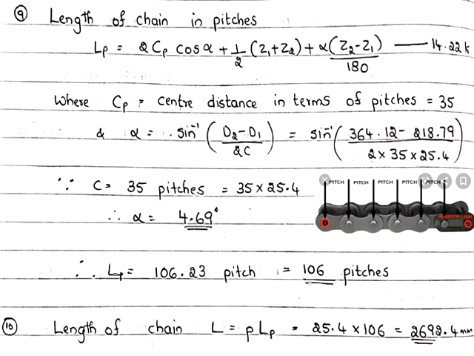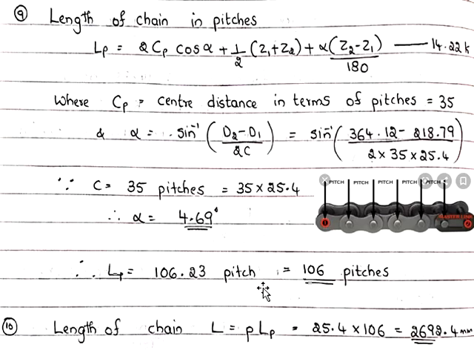Step number 9, calculate the length of the chain in pitches using equation number 14.22k. All the values are known here. Here Cp is the center distance in pitches. That means 35 you have to substitute as it is. Then alpha value is sin inverse of d2 minus d1 by 2c. Here c is the center distance, which is equal to 35 pitch, so 35 into 25.4. Substitute all the values. You will get Lp as 106.23 pitches.